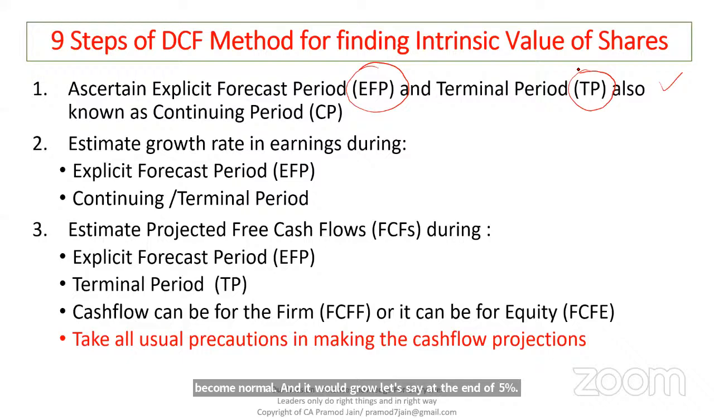So this period of the first 5 years, where the company is going to grow at the rate of 20%, is known as the explicit forecast period, and the period from where the 5 years end. From then on, the terminal period would start, where the growth would happen at the rate of 5%. Having done that, the next step that you follow is to estimate the growth rate in earnings.